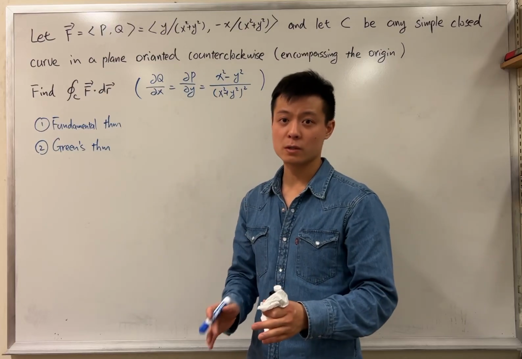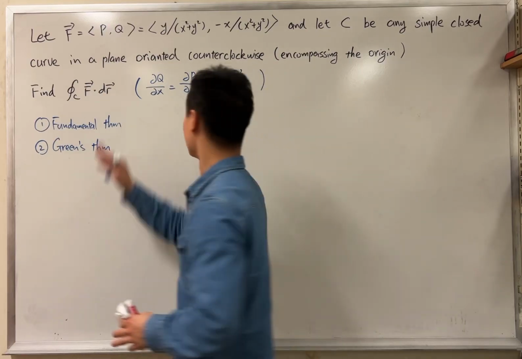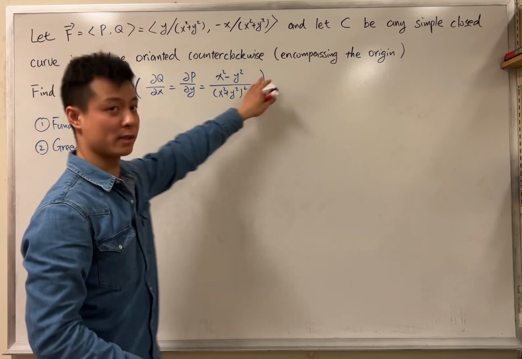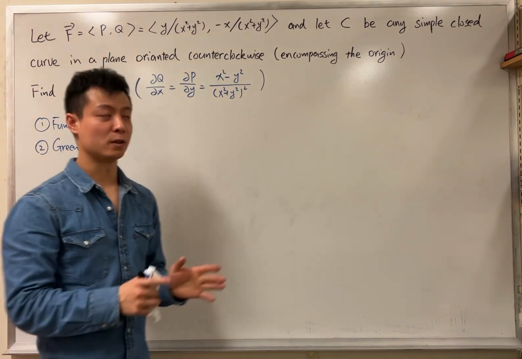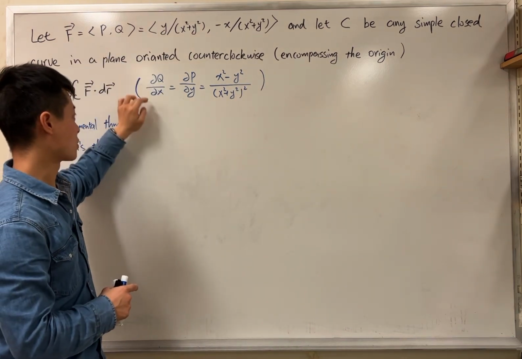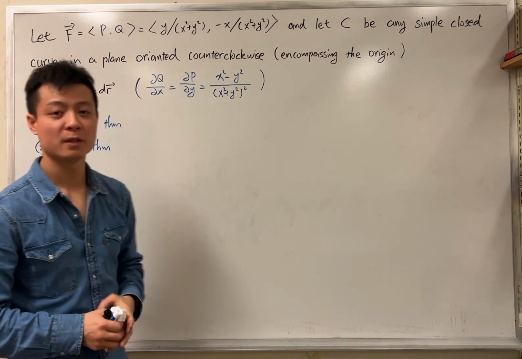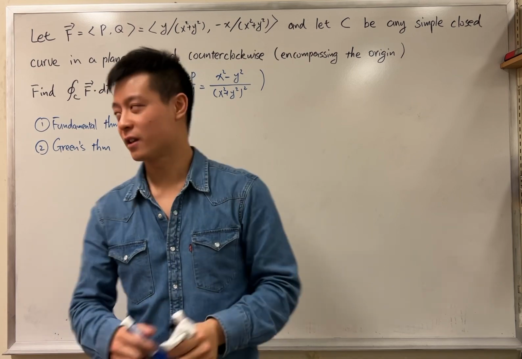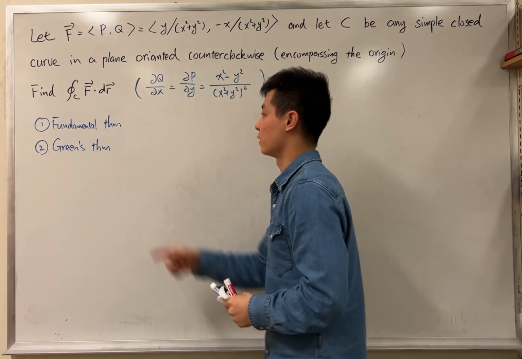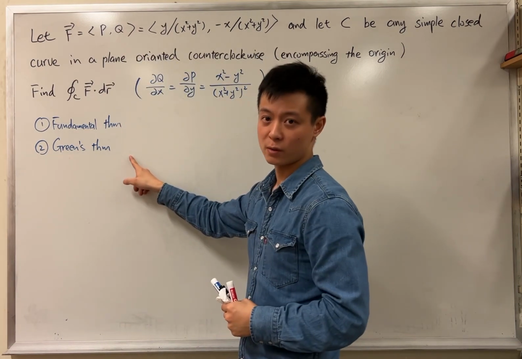Find a vector line integral of a given vector field along a closed curve C encompassing the origin. First of all, we can calculate partial Q partial x and partial P partial y to see that they're equal, which gives us the impression that we may want to use either the fundamental theorem or the Green's theorem.